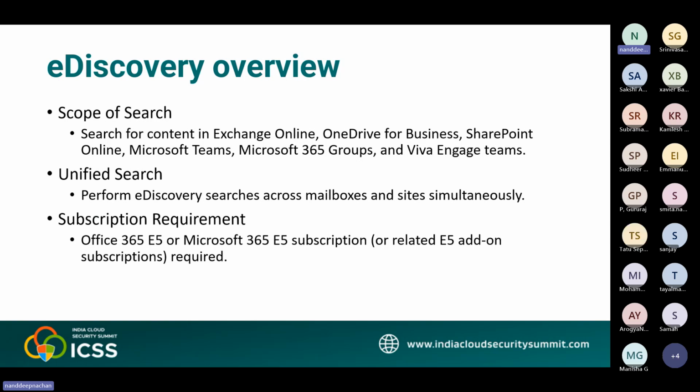All right. Whenever we talk about e-discovery, there are three things that we need to focus on. First is the scope of the search. What is the content that we have in Microsoft 365, including Exchange Online, OneDrive for Business, SharePoint Online, Microsoft Teams, or maybe the group-associated content, as well as Viva Engage. All those places where we have our data should be our scope of search.